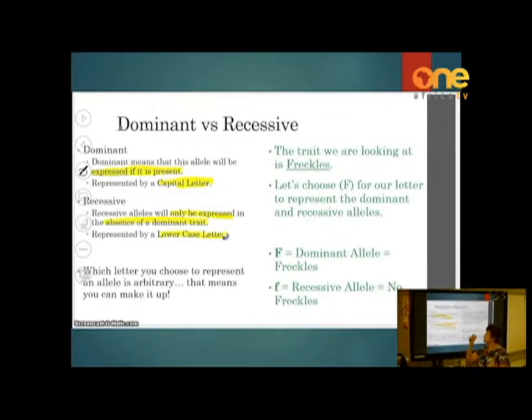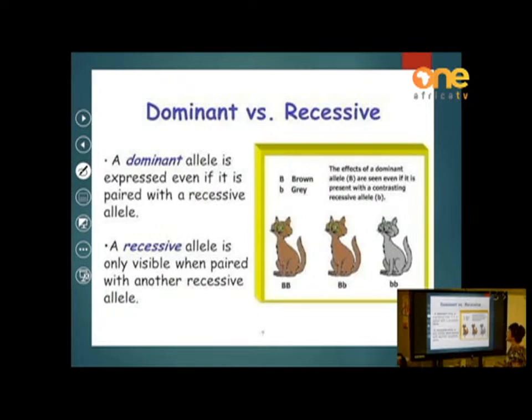Try to repeat. How do I define dominant? The allele will always be expressed when it is present, and I write it as the capital one. A recessive allele will only be expressed in the absence of the dominant one. Always expressed if it's present, only expressed if there is no dominant trait. So, a dominant allele is expressed even if it is paired with a recessive allele.